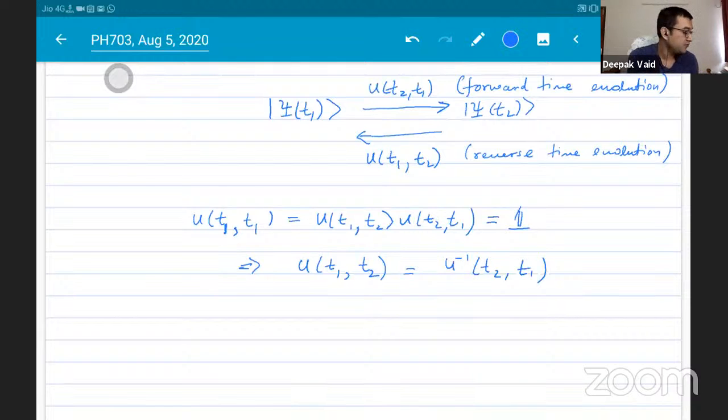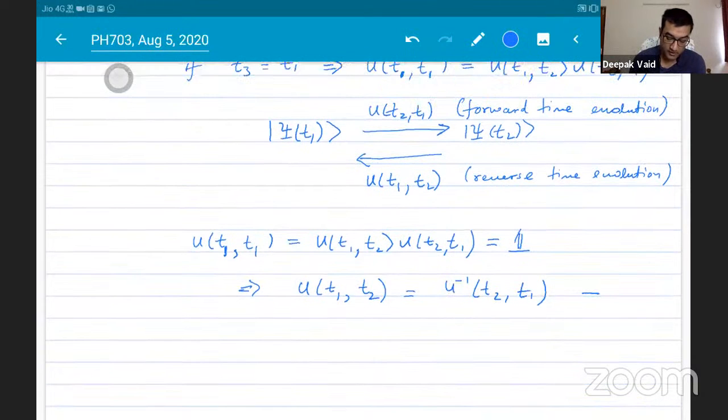Because if you want to go forward in time and then back in time, then you should come back to the same place you started from, right? From the same state you started from. So if going in one direction involves some transformation, then going in the reverse direction should involve the opposite of that transformation, the inverse, which undoes that original transformation. Okay, so we'll call this 3.